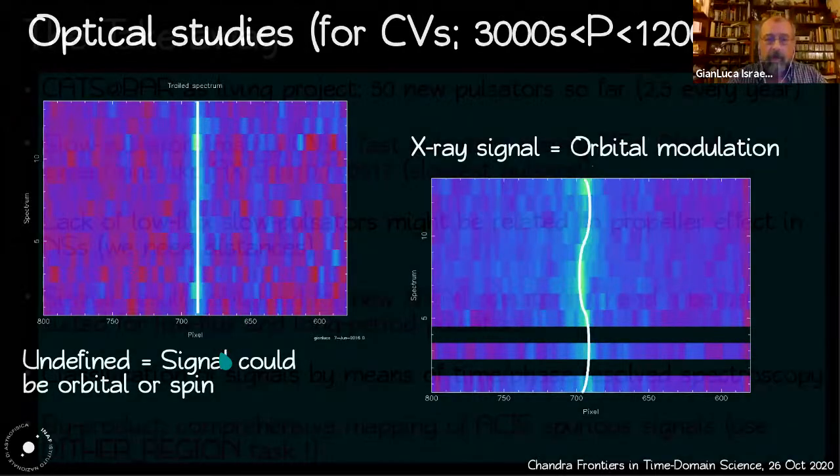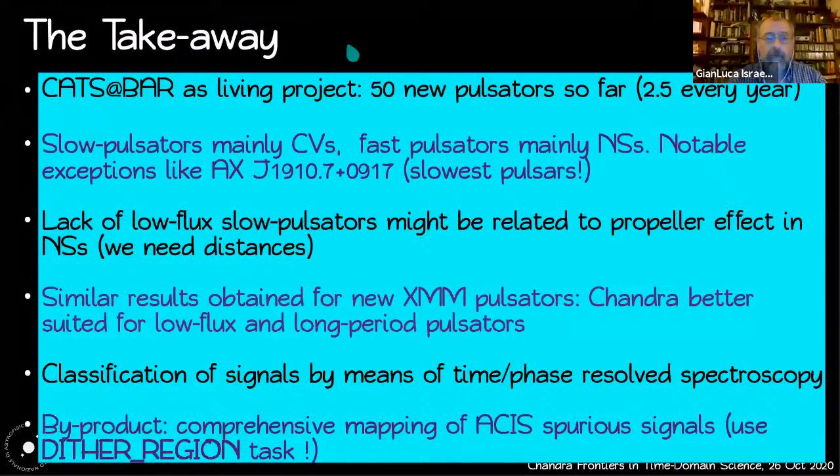Now, the takeaways of this talk are the following. This is a living project, because we are routinely doing the analysis every few months of new archival data. So far we have obtained 50 new pulsators.